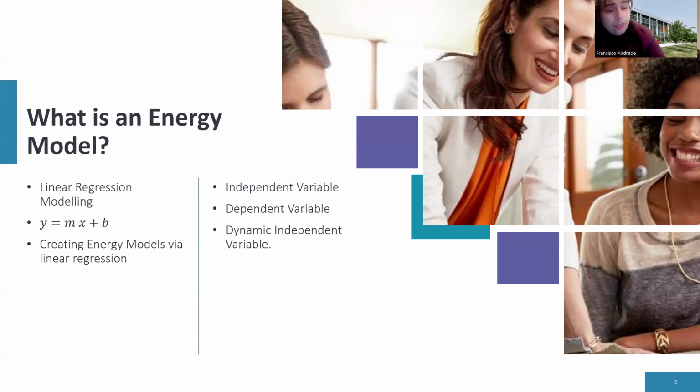So if we look at it, the y is our energy use, the m is our rate or our slope, the x is our independent variable, which is dynamic because it keeps changing, and the plus b is what we would call our base energy, that is usually not affected by x. In most cases, sometimes it's just lighting. It's not affected by weather patterns or phenomena. So creating energy models via linear regression is what we do.